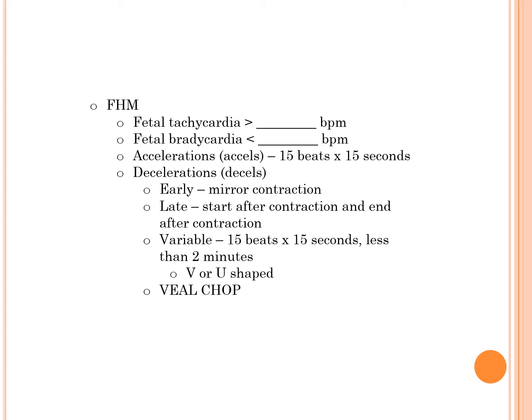Okay. Decels, you have several different types. An early decel will mirror your contraction. A late decel will start after the contraction and end after the contraction. Your variable has to be at least 15 beats by 15 seconds in your dip, and you're going to see it more V-shaped or U-shaped, and it's usually going to be less than 2 minutes long. So here in a minute, we're going to talk about VEAL CHOP.